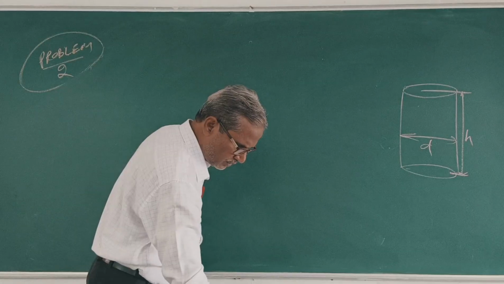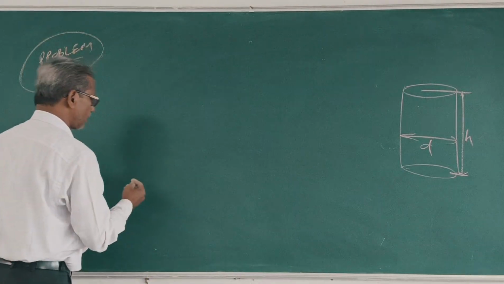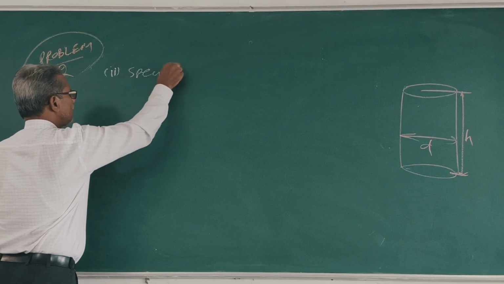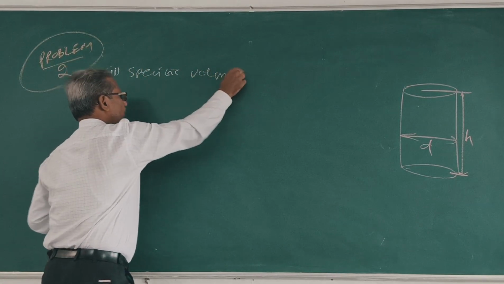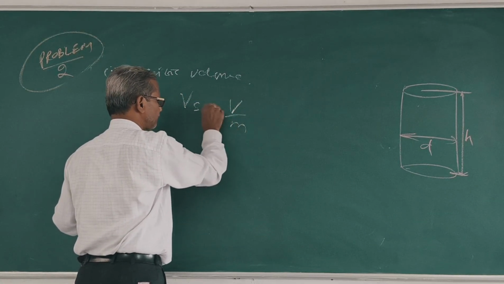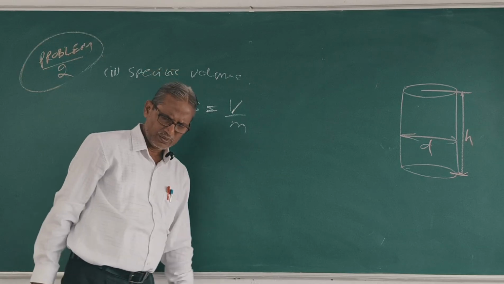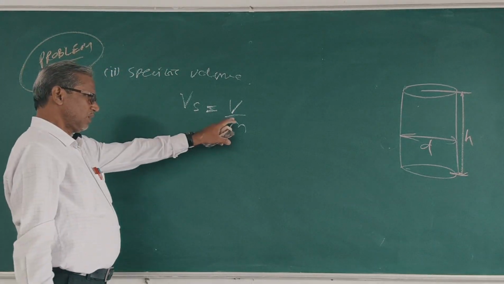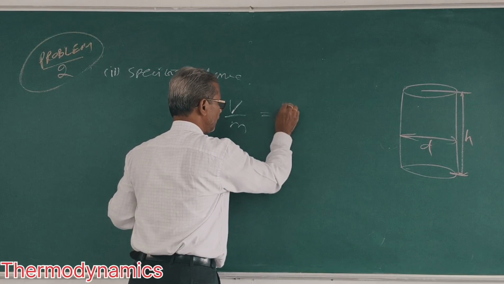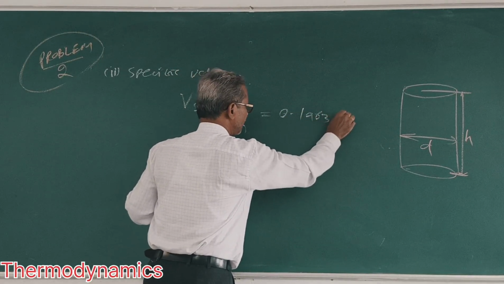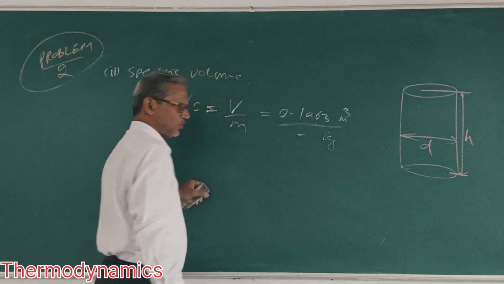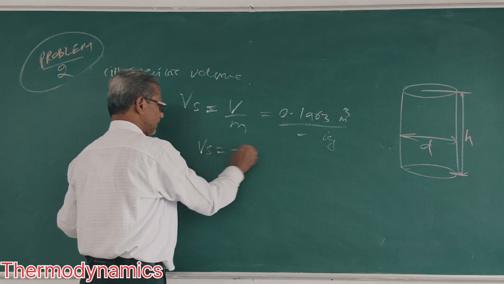Next, specific volume, number 2. Specific volume, Vs. What is Vs? Volume by mass. Clear? We have volume 0.1963 meter cube by mass kg. Put the value to get the answer Vs, meter cube per kg.